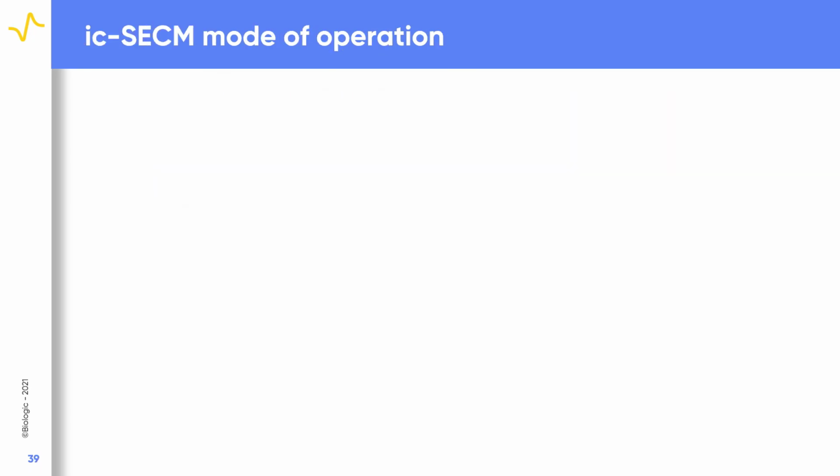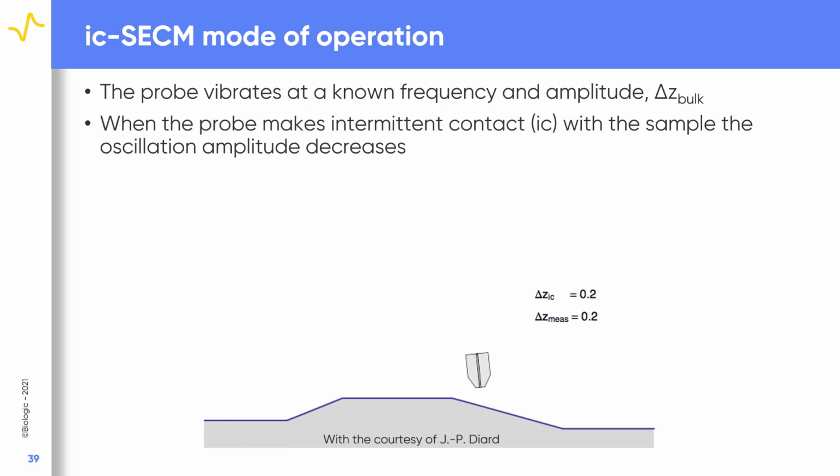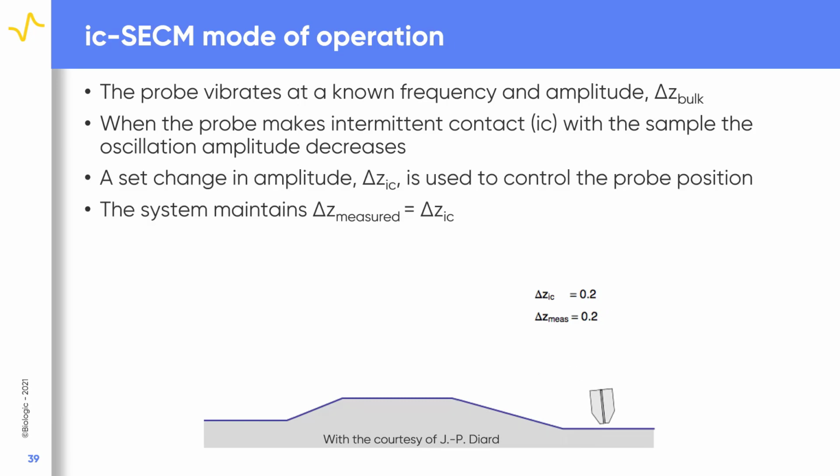Unlike some other constant distance techniques, ic-SECM uses a mechanical control mechanism to maintain the probe to sample distance. In ic-SECM, the probe is vibrated perpendicular to the sample in Z at a known frequency and amplitude. When the probe is far from the surface, this is the bulk vibration. When the probe is near to the surface, intermittent contact occurs, causing a reduction in the probe vibration amplitude. This change in amplitude is accurately measured, which allows it to be used as a mechanism to control the probe to sample distance.